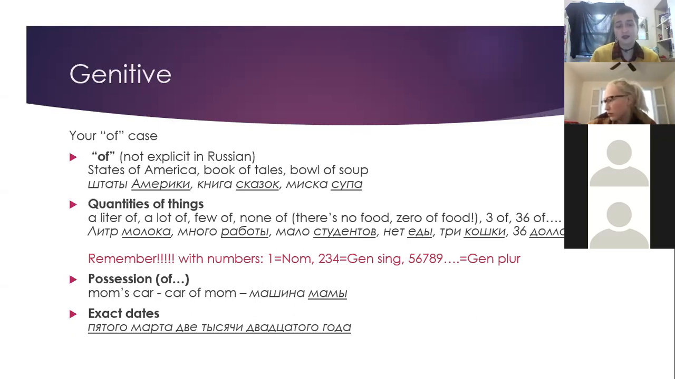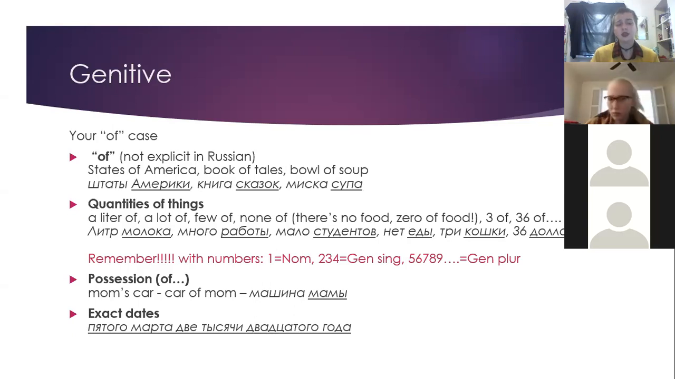Genitive is also a case of possession, again, through of. Mom's car can be awkwardly said as car of mom. Машина мамы. Жена брата, the wife of brother.